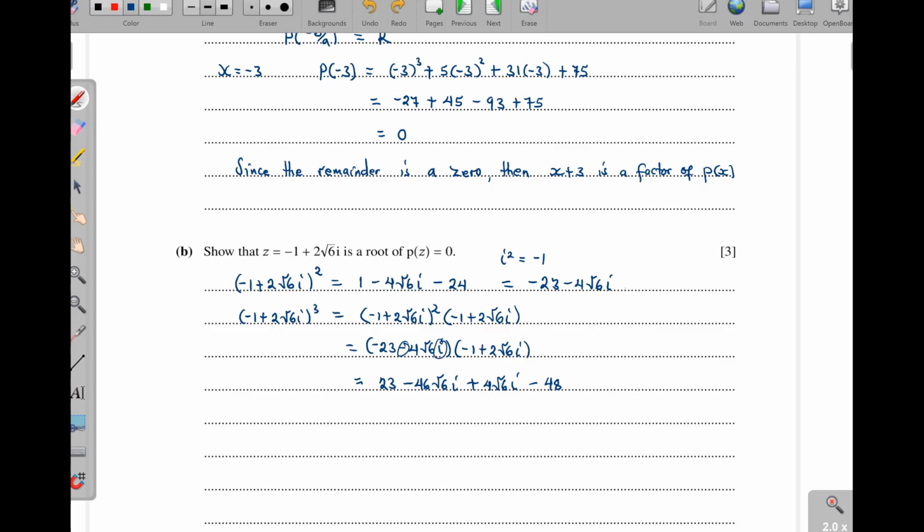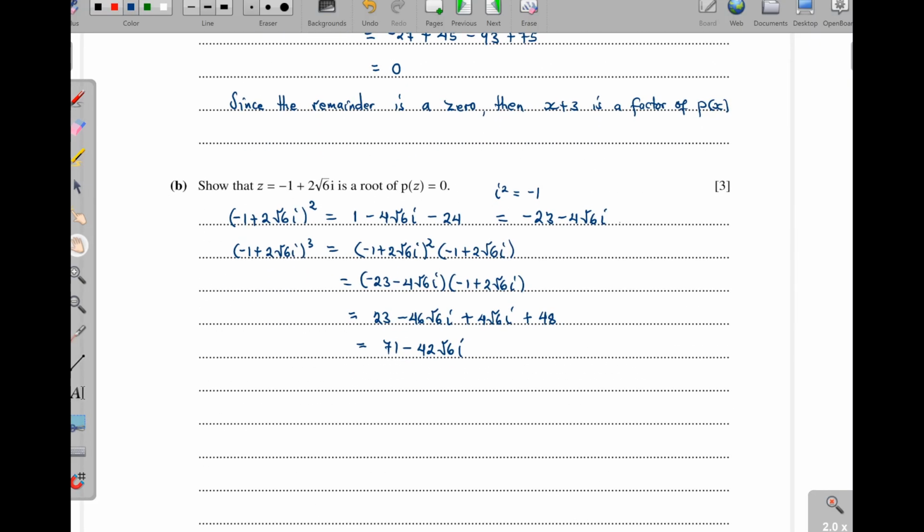And then i times i is i squared, which is negative 1. That means times the negative here, this one becomes a positive. And then this one here will give us 23 plus 48, that will be 71. Then minus, of course, minus 46 plus 4, that will be minus 42, then root of 6 i.